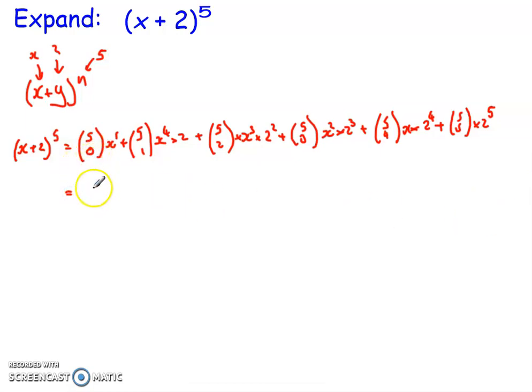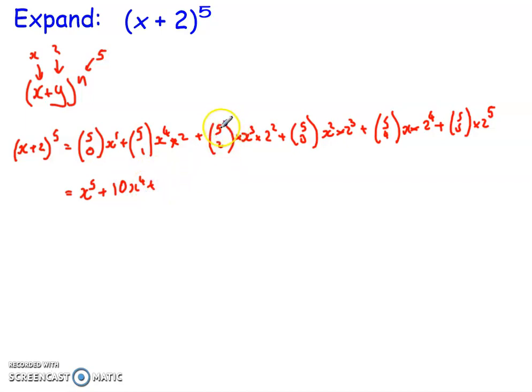Well, 5C0, that's equal to 1. So my first term is going to be equal to x to the power of 5. So the 5C1, that's 5 factorial over 1 factorial times 5 minus 1 factorial. So 5 minus 1 is 4. So it's essentially 5 factorial over 4 factorial, which is 5. But I've then got to remember, I've got plus 2, times 2. So I've got 5 times x to the 4 times 2. So I end up getting plus 10 x to the 4.